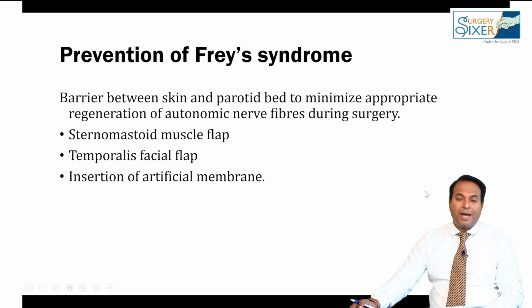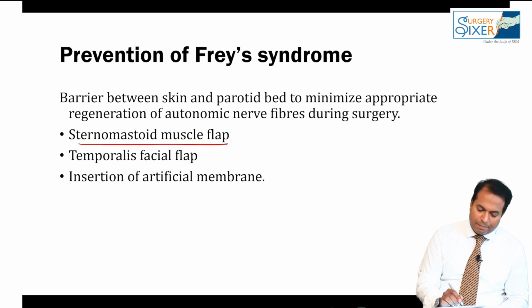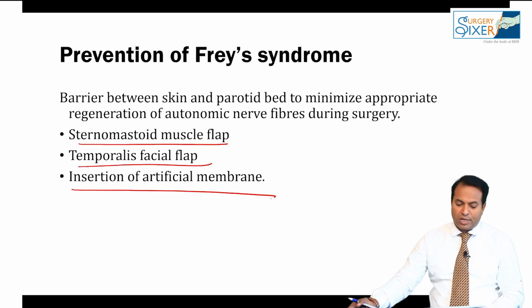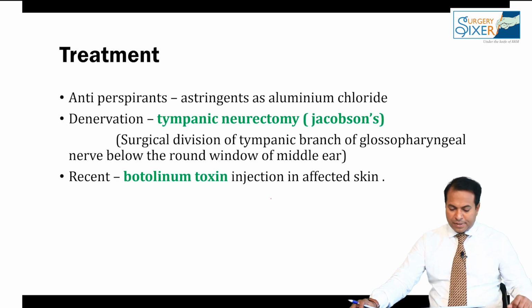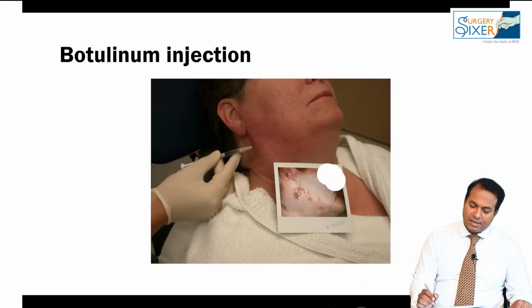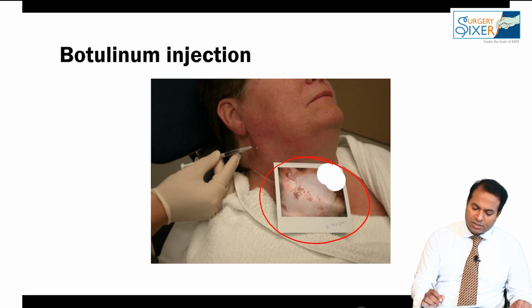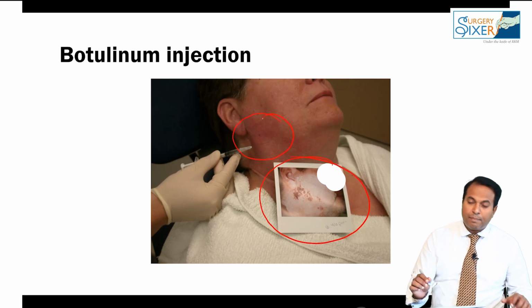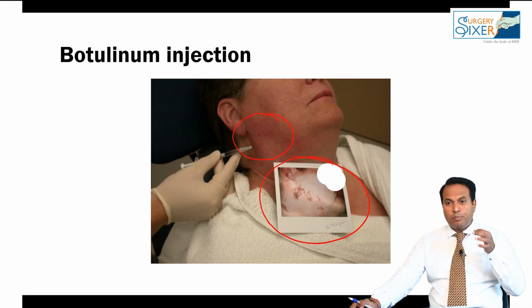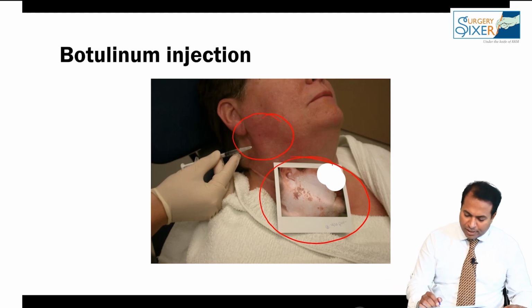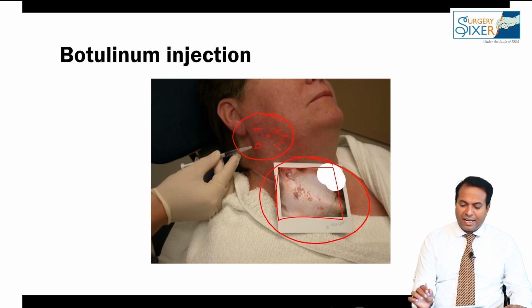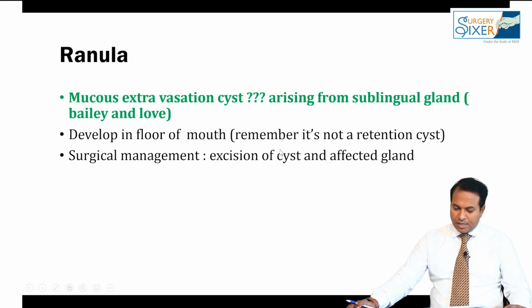So we prevent it by using flaps like the sternomastoid flap, temporalis flap, or insertion of an artificial membrane. And please don't forget the latest treatment is this. We will put Botox injection in whichever areas there is abnormal innervation. Take a photograph of the starch iodine test and we will put an injection in abnormally red areas, Botox injection.